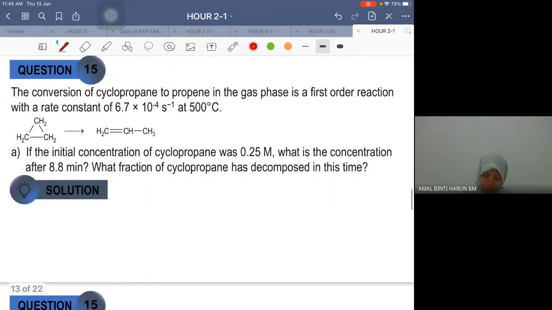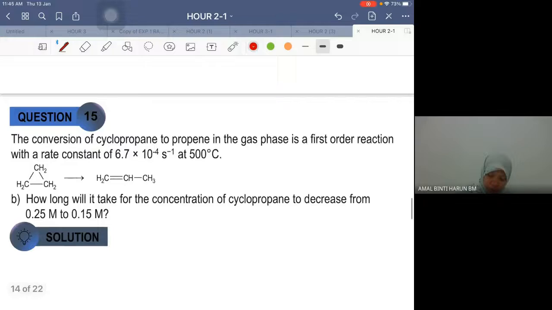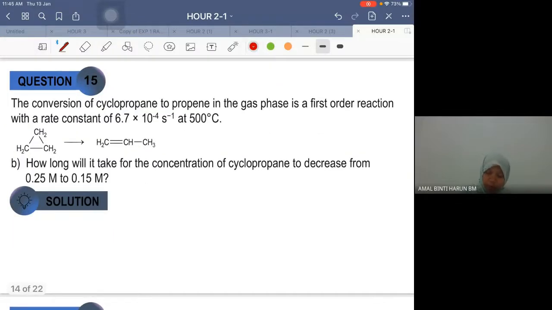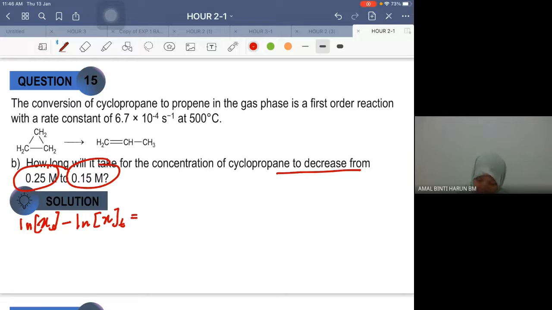15. Okay. 15 ni sama macam tadi. B. How long will it take for the concentration cyclopropane to decrease from 0.5 kepada 0.15? Okay. So tulis formula apa semua. Ln X initial tolak ln X time times K, apa dia K dia? 6.7 eksponen negatif 4 per second. Yeah, and then dia tanya time. Berapa lama kan? How long? So time, kita nak cari time.